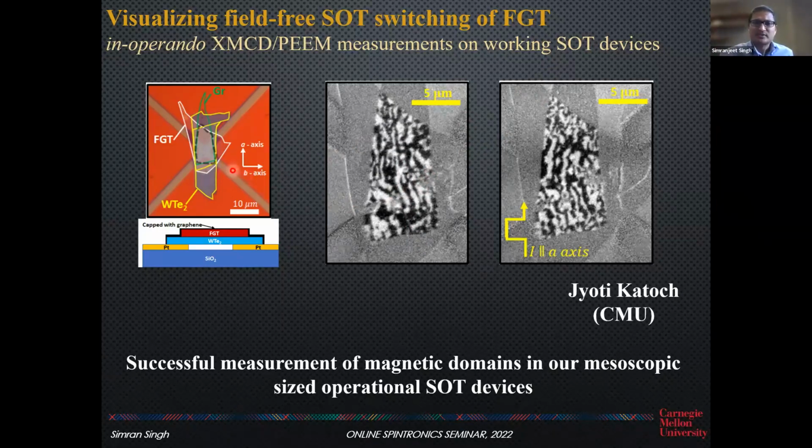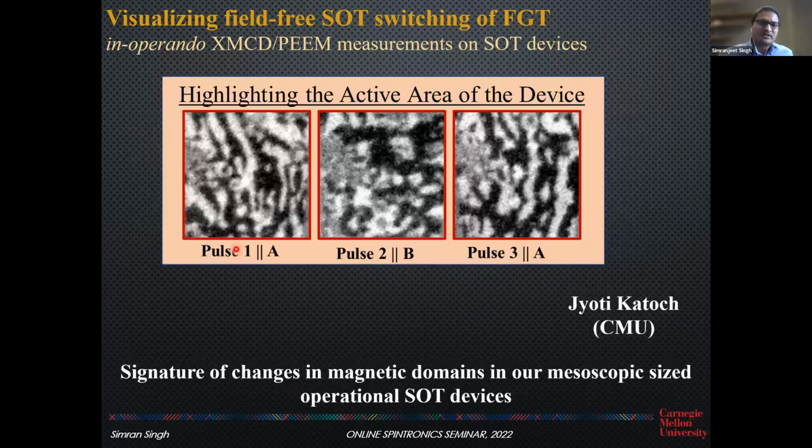These are our first measurements where we are measuring magnetic domains on operational SOT devices, mesoscopic SOT devices for this study. If you look at the active area, we ran some preliminary results where we apply charge current, and then apply a pulse along the axis, and we see magnetic domains moving. These are still very preliminary results, and this is work in progress, and hopefully we'll have something in the future. But the point here is that we are looking at the time domain evolution of this switching using these devices with X-ray techniques.